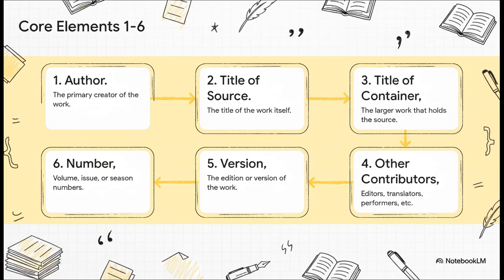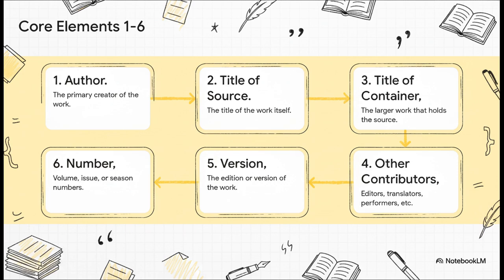We start with who created it, the author. Then, what is it called? The title of the source. Next up, where did you find it? That's the title of the container. Now, a container is just the bigger thing that holds your source. Like a website holding a web page or a journal holding an article.